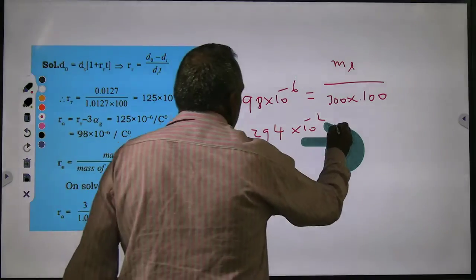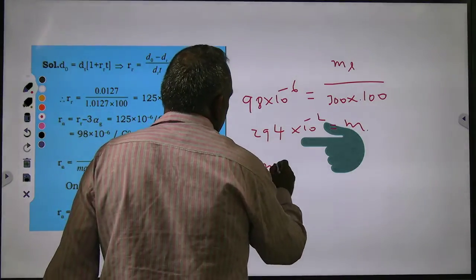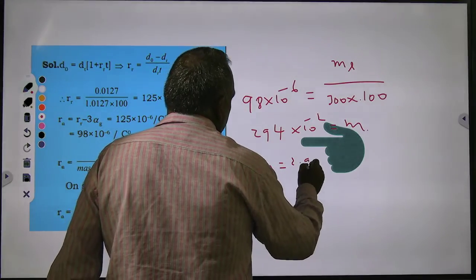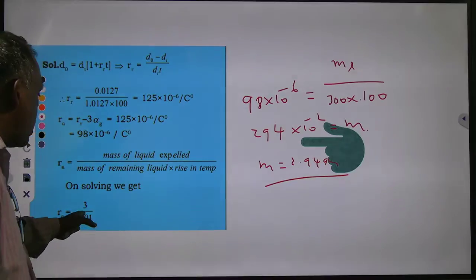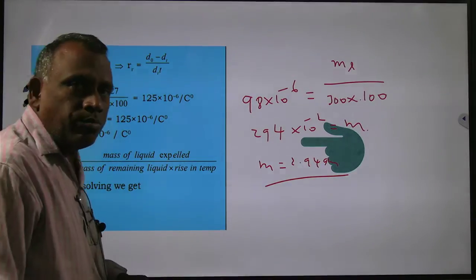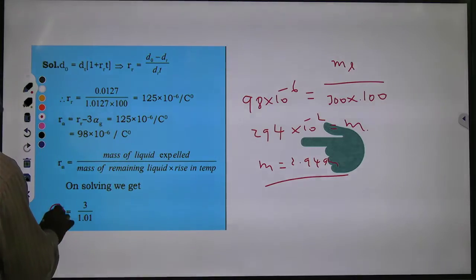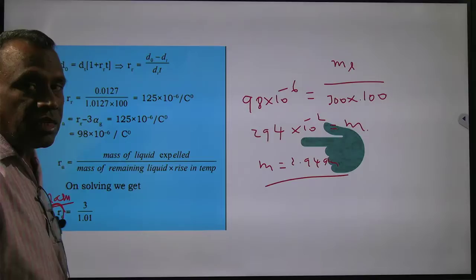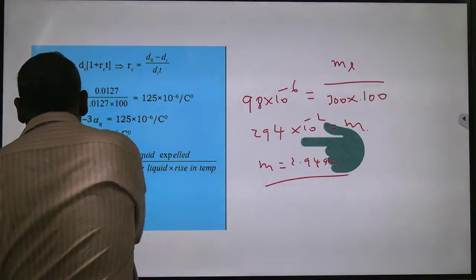So the mass of liquid expelled is approximately 2.94 grams. You are going to get the value 2.94 grams, that is 3 by 1.01. The mass of liquid expelled should be found out, and like that you have to solve this problem.